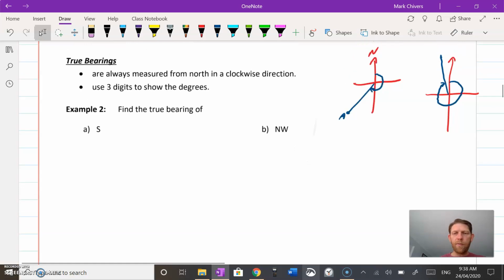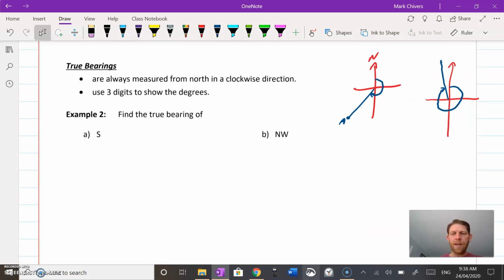South, if you think about it, a straight line is 180 degrees. You can think of it that way. Obviously, it's 90 degrees between each of north, south, east, and west. So 90 degrees from north to east, another 90 degrees from east to south. But you should be pretty comfortable with understanding that south is 180 degrees.